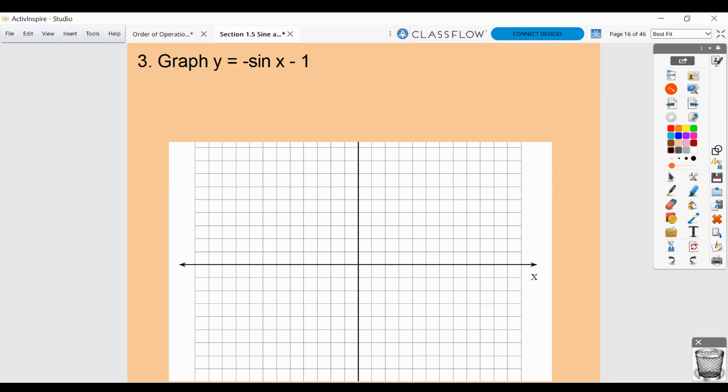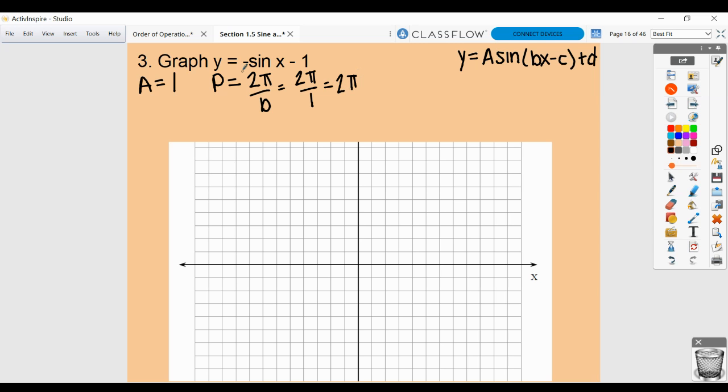Okay, I have one more. So we have y equals negative sine x minus 1. So if I look at the original, y equals a sine bx minus c plus d. Finding the amplitude, it's always that number in front. So it is a 1. Don't get that negative confused because that means something else. The period is 2 pi over b. And the b is that number in front of the x, which is a 1. So it's just 2 pi.